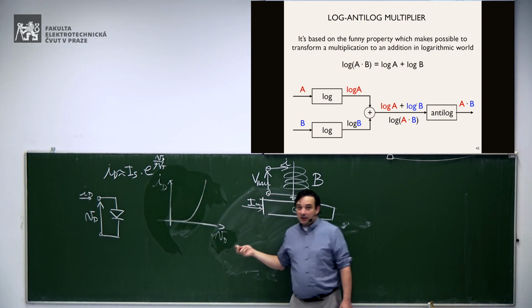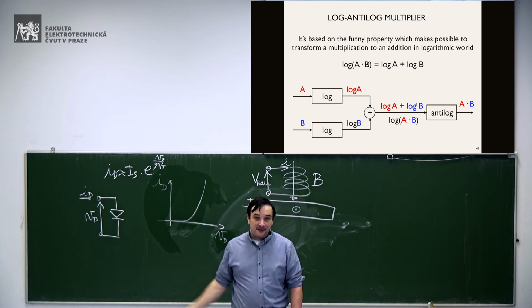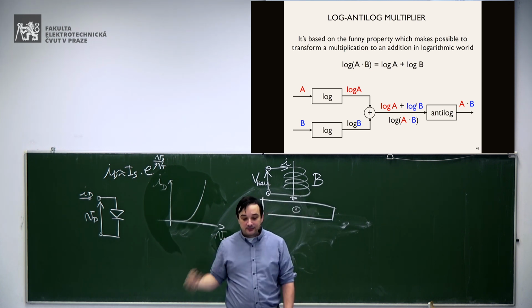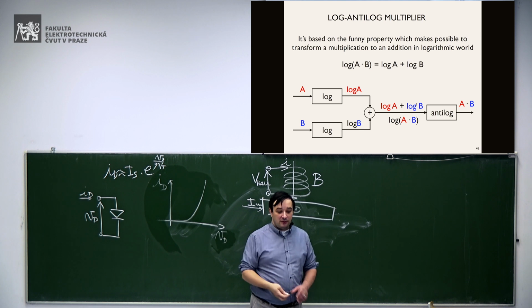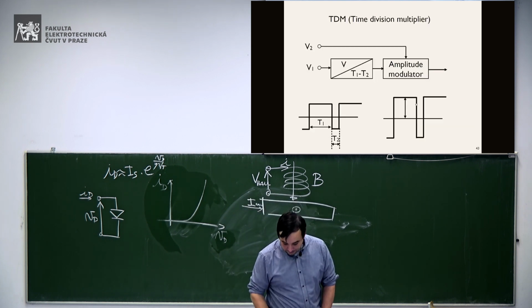So log antilog is done using a diode in some special configuration, typically in the input or feedback position of an inverting amplifier, okay? Fine.